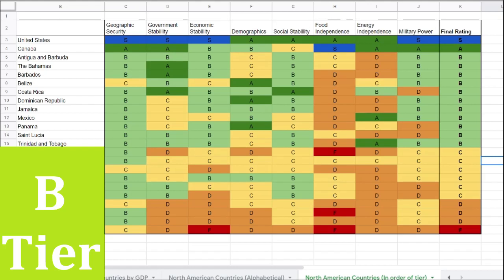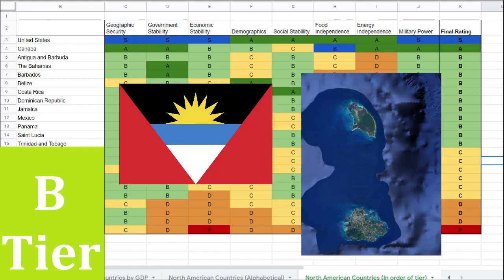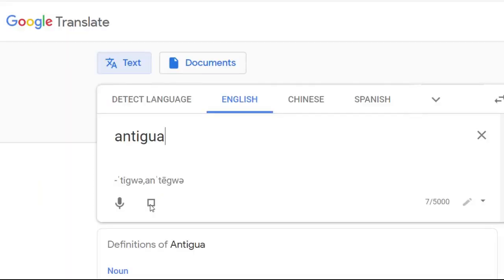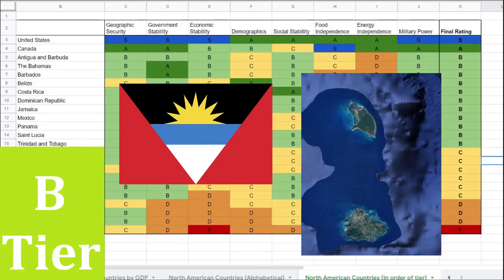So the first B tier nation, Antigua and Barbuda. Antigua. Geographic security, B. Okay, it's a Caribbean island, and I'm going to get this out of the way now because all these Caribbean islands pretty much have the same thing going on.